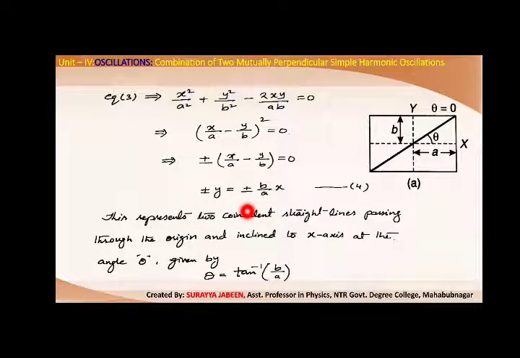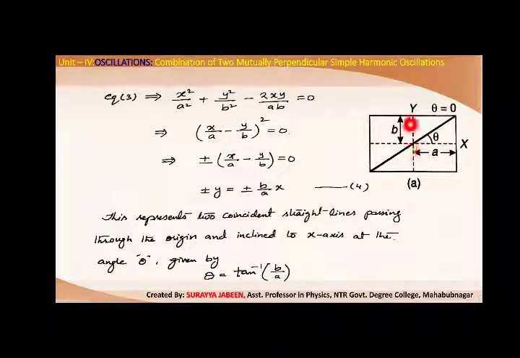Y equal to mx, like that. You know that y equal to mx is the equation for a straight line. So this represents two coincident straight lines passing through the origin and inclined to the x-axis at the angle theta. Then what is theta here? Theta is given by the formula tan inverse b by a, because tan theta equal to b by a. Here you can see b by a. So tan theta equal to b by a, so theta equal to tan inverse b by a, where a is this distance and b is this distance.